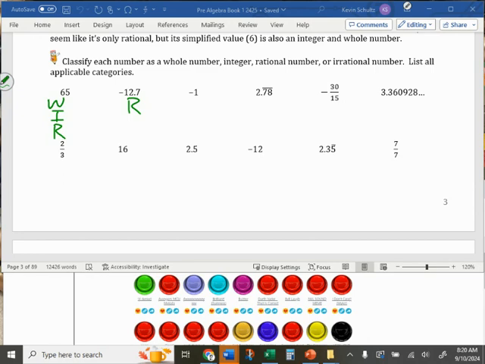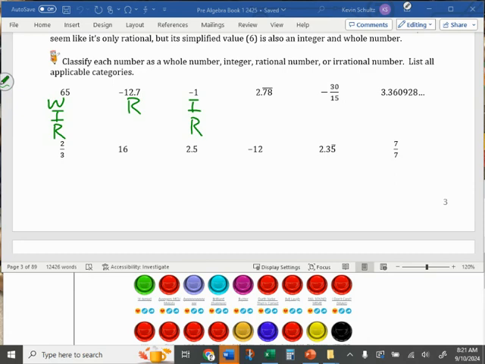Negative 1. Integer? Integer. Any others? Rational. Okay? It's an integer because it's a negative non-decimal, and it's rational because it's a negative non-decimal. Any integer will also be rational.